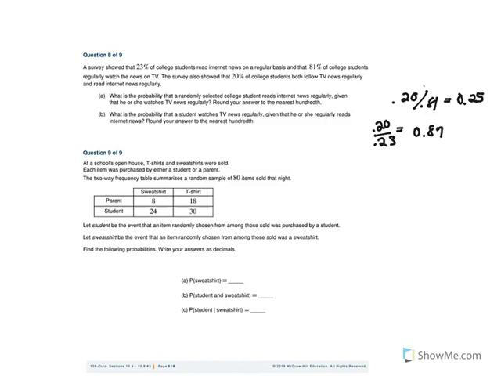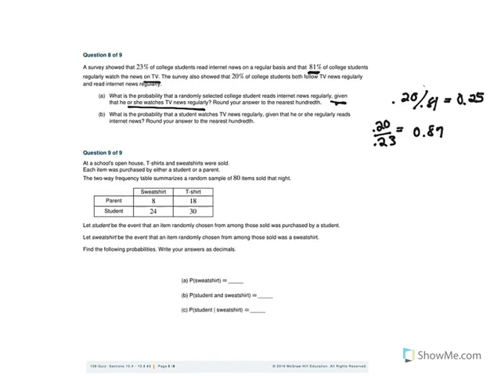Okay, here we have conditional probability. So on this particular example, they're giving us the probabilities already, which is in the percent form. What is the probability that a randomly selected college student reads the internet news regularly, given that he or she watches the news on TV regularly? So 81% of students regularly watch news on the TV. So that's our total population we're looking at here.